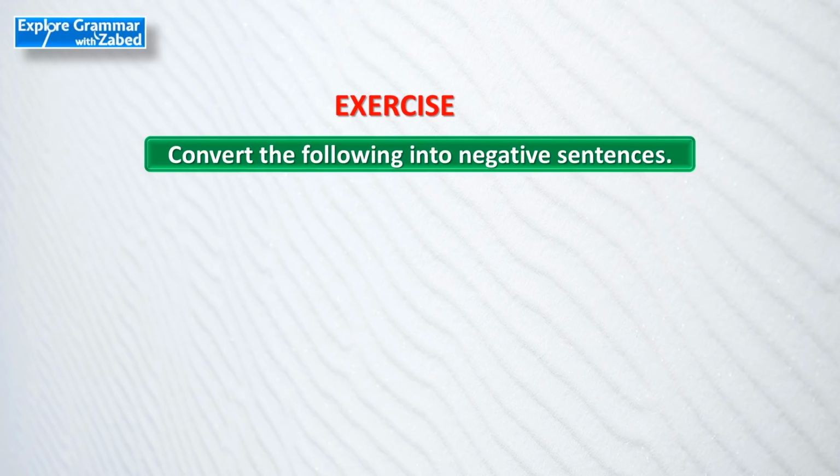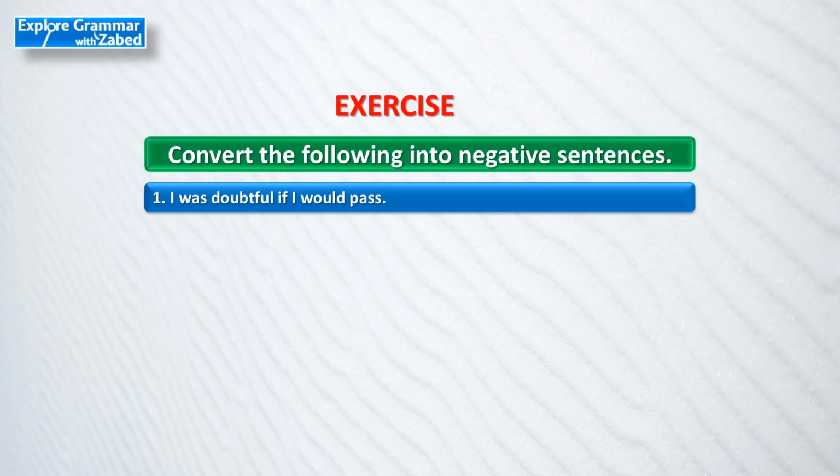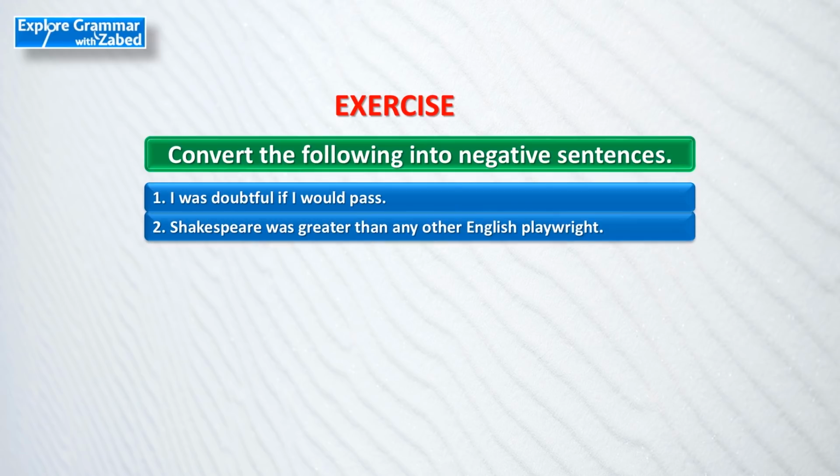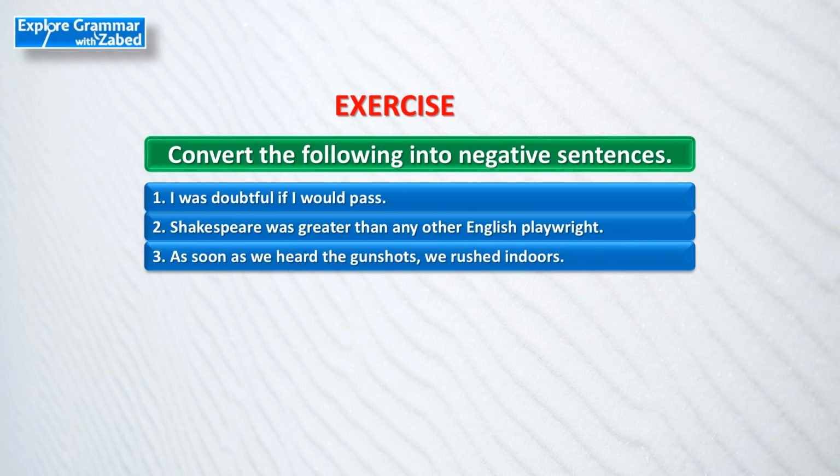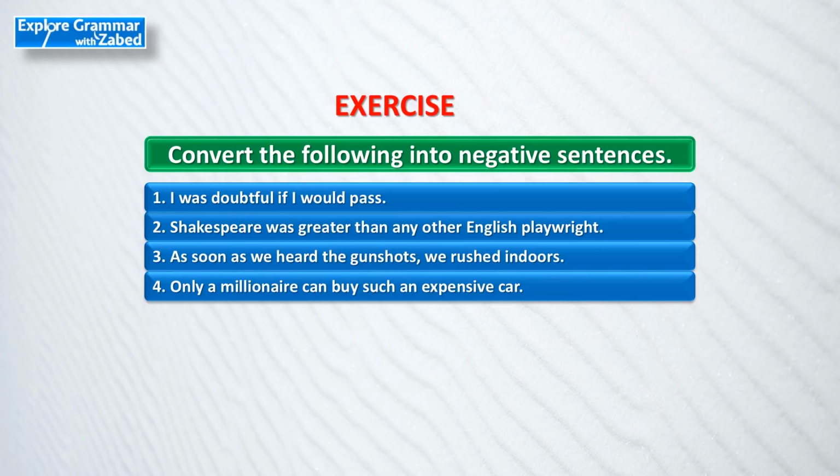It's time for us to practice. Let's practice converting a few affirmative sentences to negative sentences. Number 1. I was doubtful if I would pass. Sentence number 2. Shakespeare was greater than any other English playwright. Sentence number 3. As soon as we heard the gunshots, we rushed indoors. Sentence number 4. Only a millionaire can buy such an expensive car.